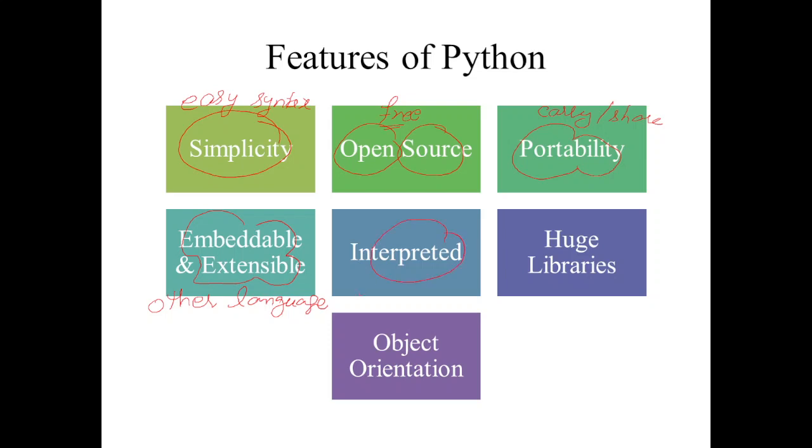Interpretation: Python interpreter interprets the code line by line form, due to which its execution becomes more efficient. Huge libraries, we have already discussed it in detail, and object orientation means you can also use it for advanced programming part. Due to this reason, it has become popular.